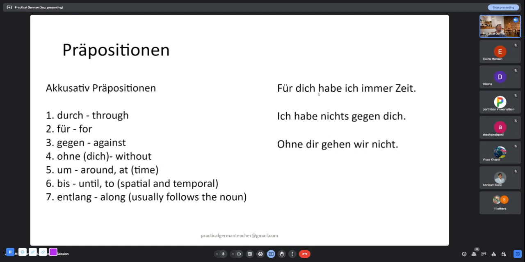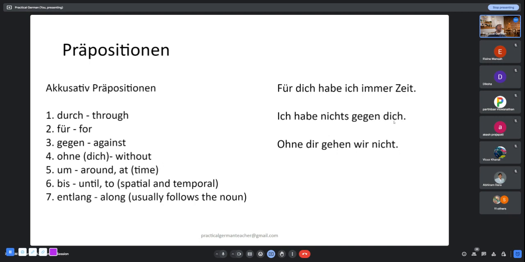So, für dich habe ich immer Zeit. For you, I always have time. Check that after für, it is dich, not dir. Because after für, it has to be accusative. So, dich. Ich habe nichts gegen dich. Yeah, I have nothing against you.